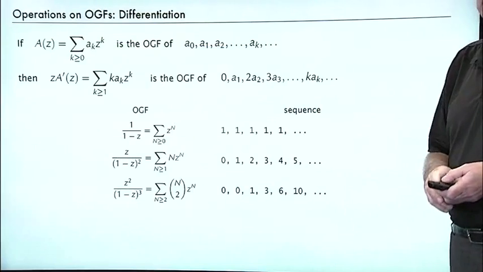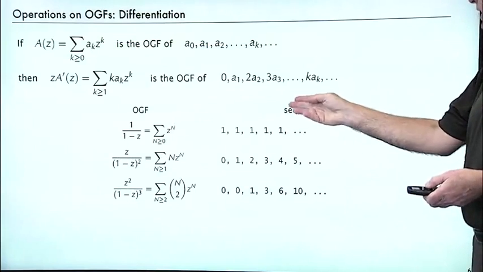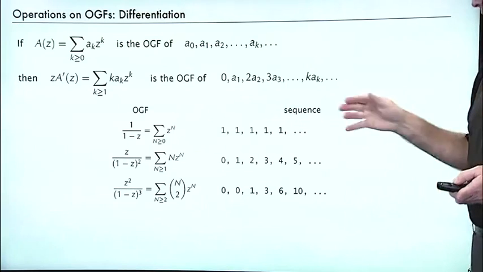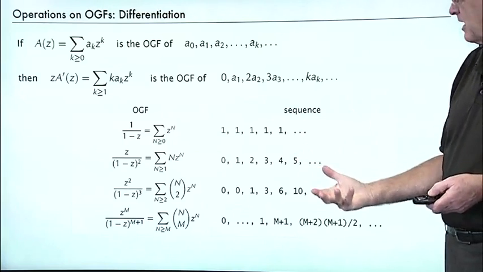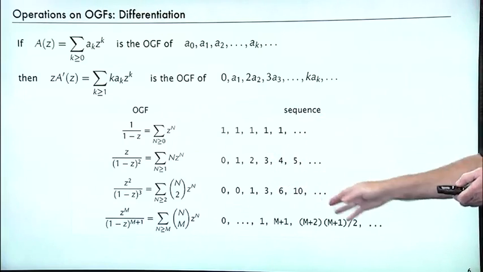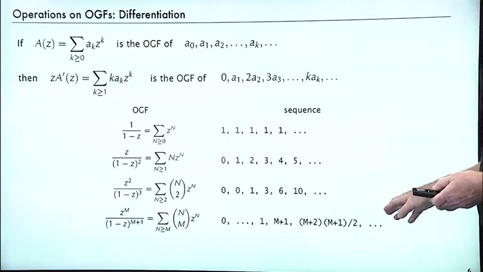And that's the generating function for the binomial coefficients, n choose 2, or n times n minus 1 over 2. And actually we can get a generating function for binomial coefficients on the lower index by differentiating m times in this way. And you can check that out.